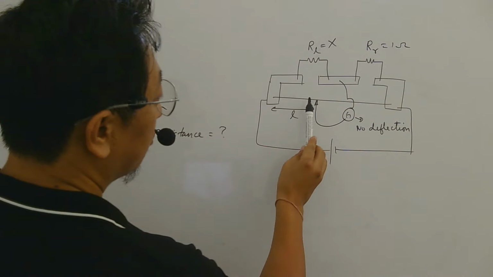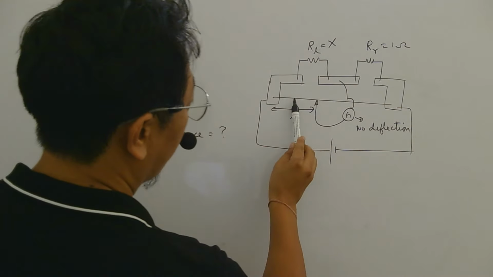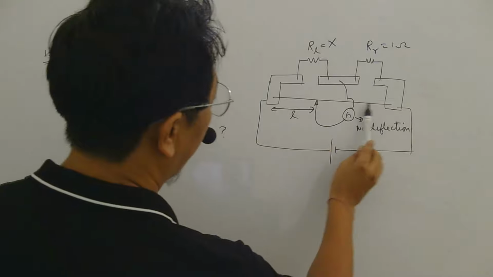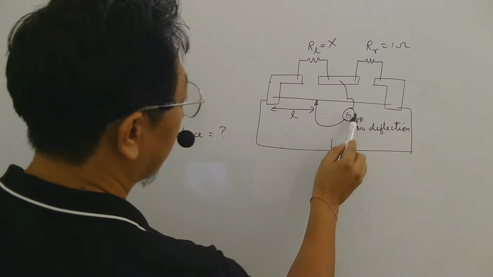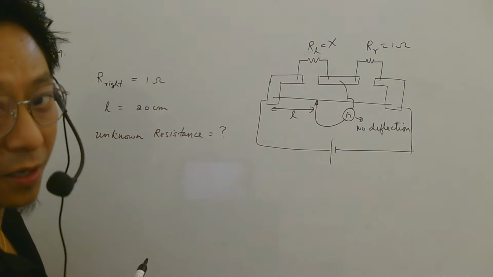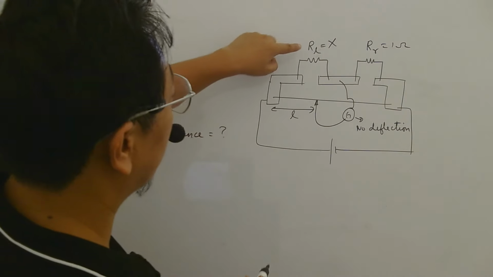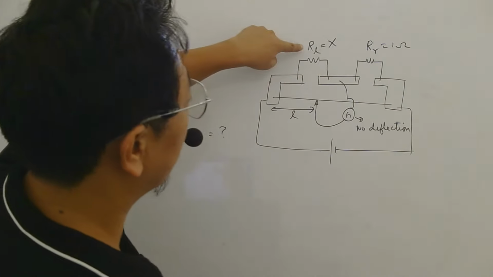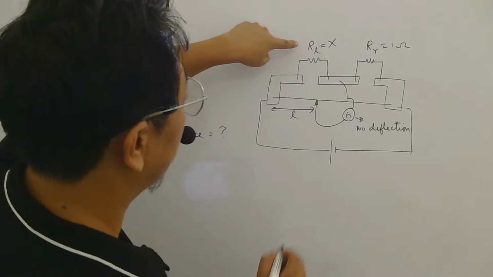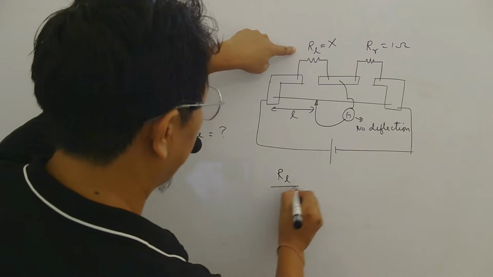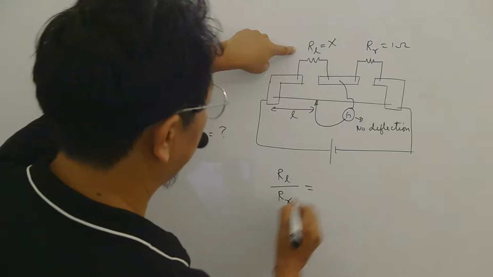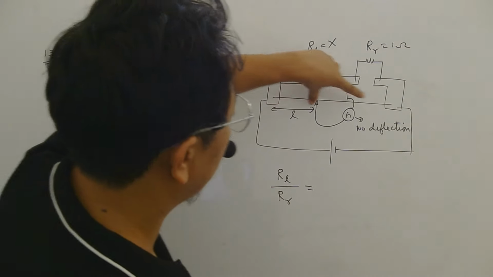And as you know, you have to slide this pointer, which is the jockey, along the bridge wire, and at some length the galvanometer will not show any deflection. That means the circuit is balanced. So in that case what happens? This is like your P, this is like your Q. So resistance of left gap by resistance of right gap will be equal to R by S.